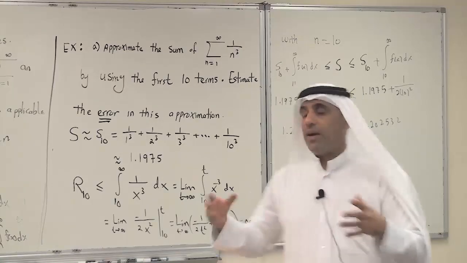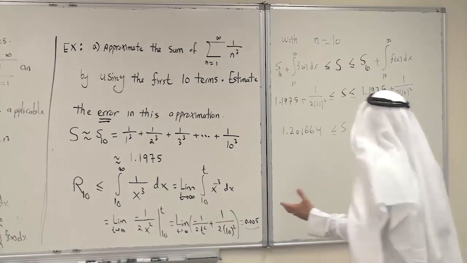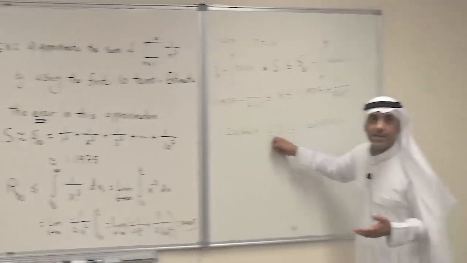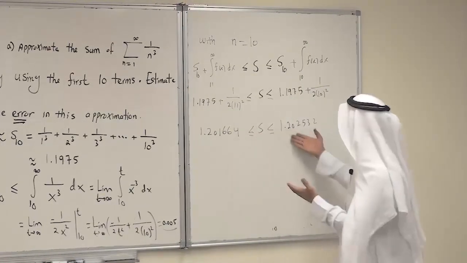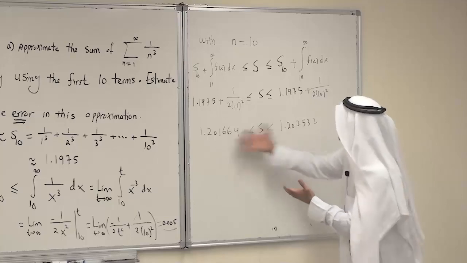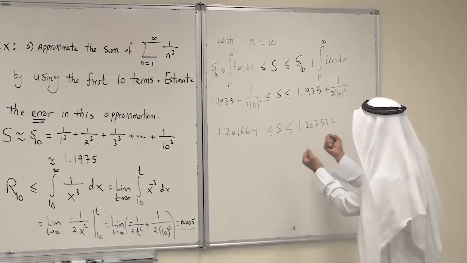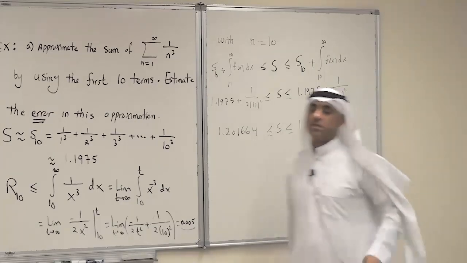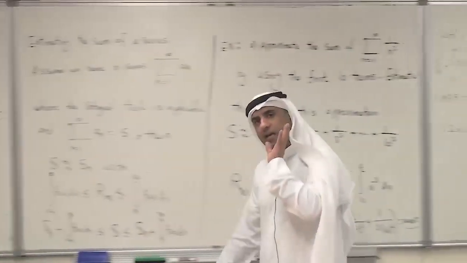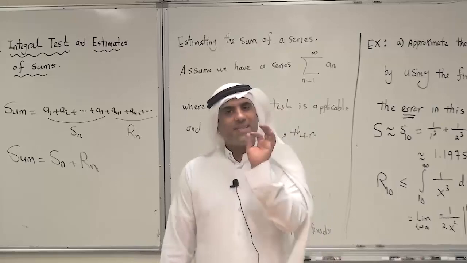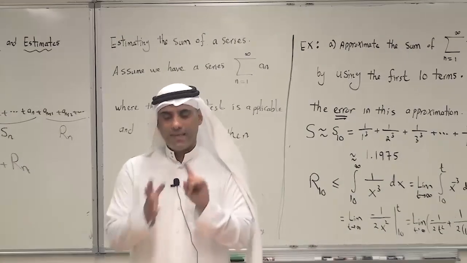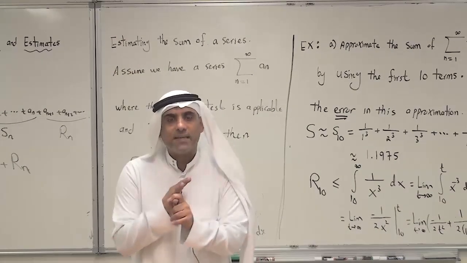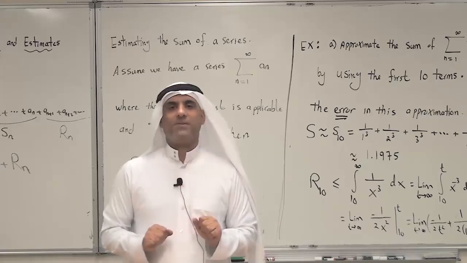Finally, we have a nice result that gives us the exact sum between what and what. And you see this is a very nice result, because you now have an idea about the exact sum between two numbers that are close to each other. So almost you are there, almost you have the exact sum, but as an estimate. That's why we call it integral test and estimating sums. That is the end of the integral test.